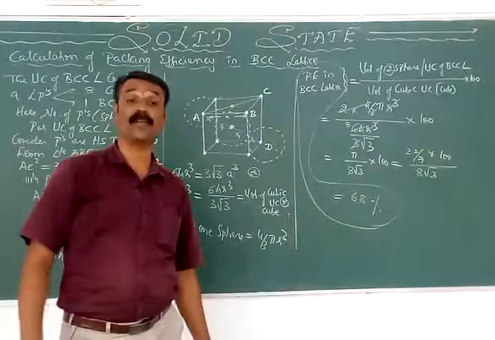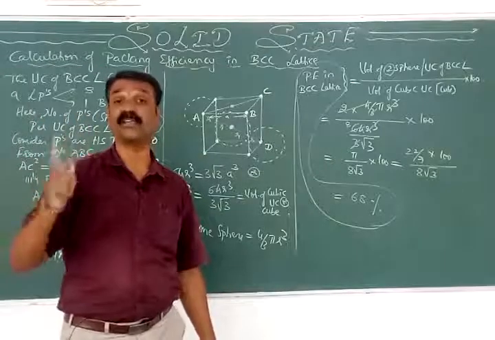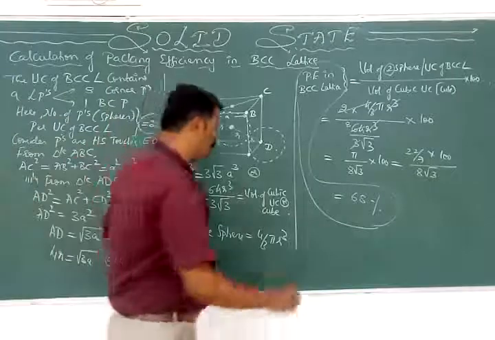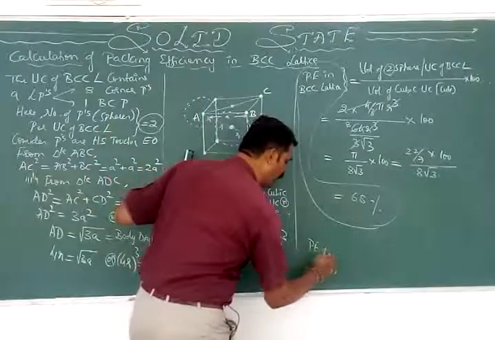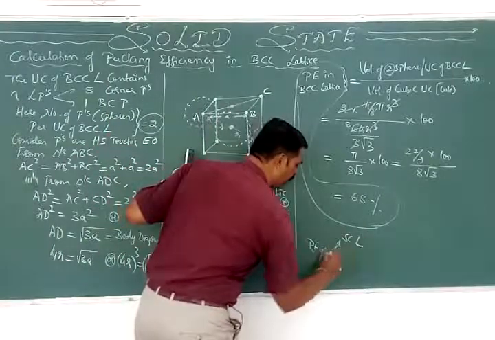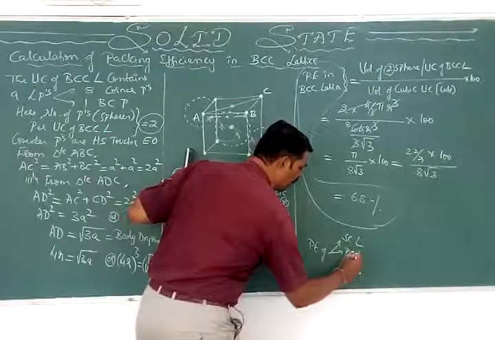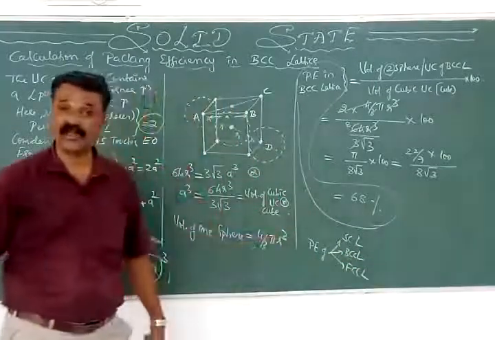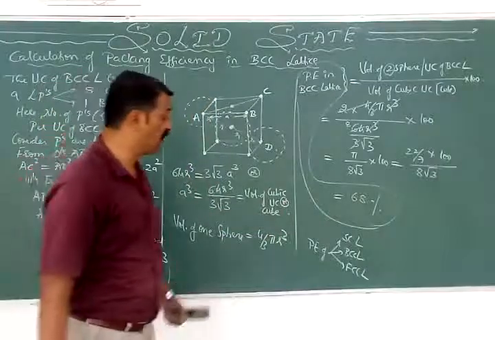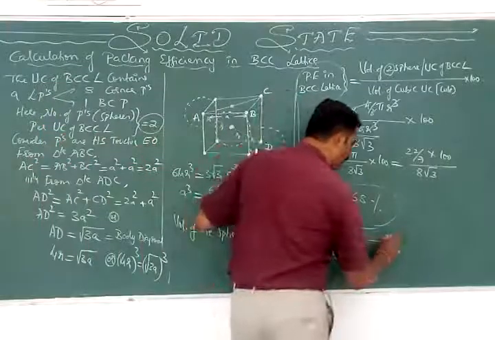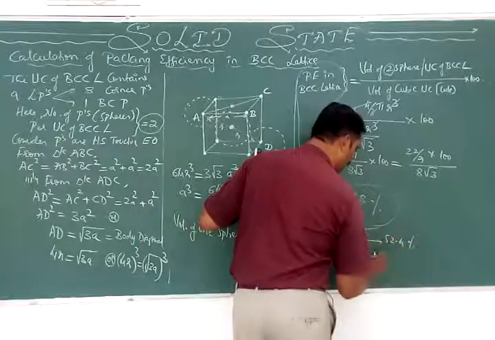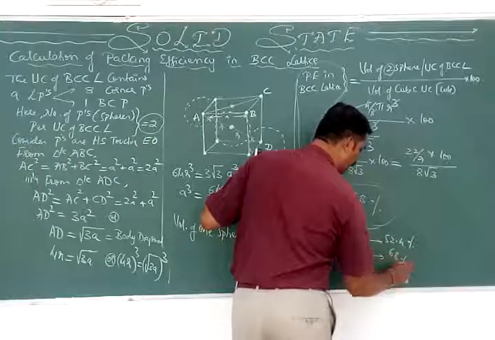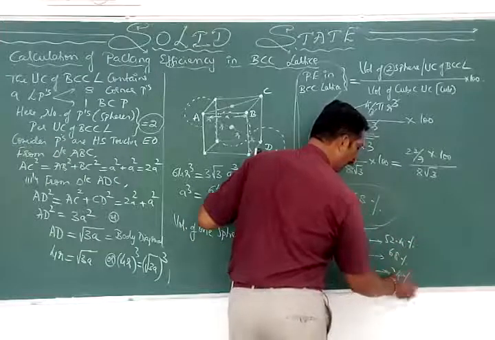So this is the packing efficiency with respect to SC, BCC and then FCC. The packing efficiency of SCL, BCCL and FCCL. What is that? Simple cubic lattice, body centered cubic lattice and then the face centered cubic lattice. Here it is found to be 52.4%, here it is found to be 68%, and here it is found to be 74%.